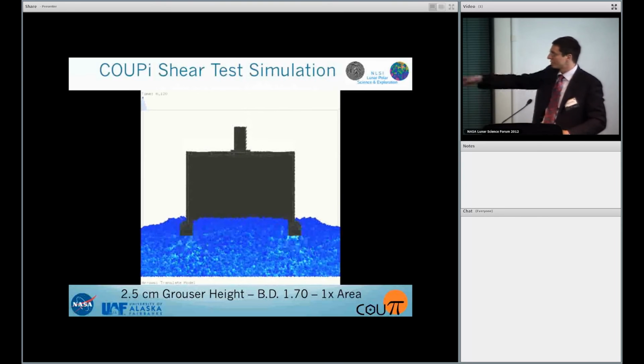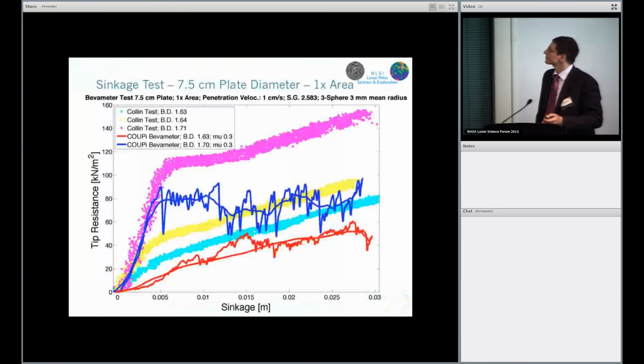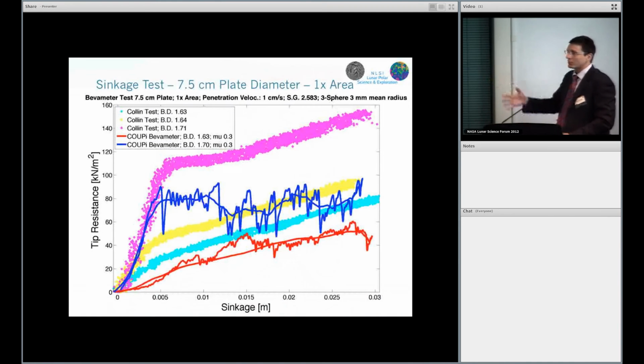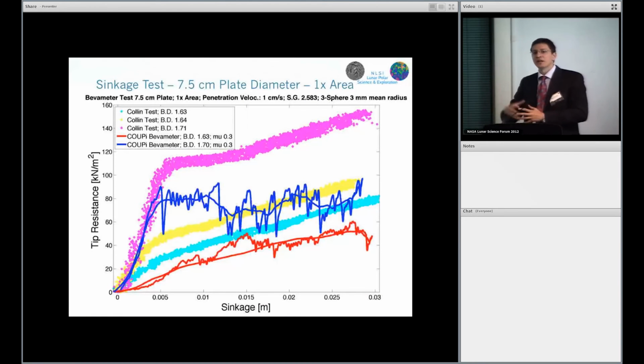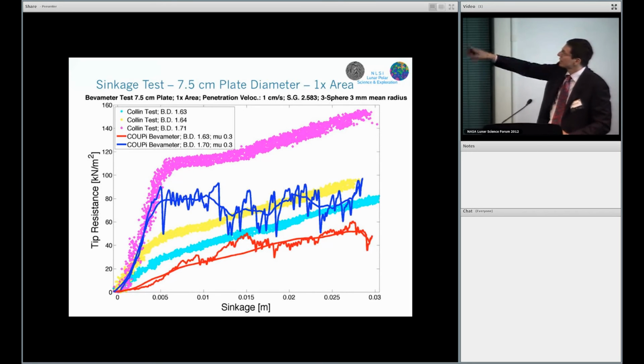So you can see the build-up around and also the force chains. This is a little comparison. We are just at the stage where we try to find the real soil properties of grain-grain interaction. So you can see that the pink line shows the sinkage test for pretty dense material, the highest bulk density among all the tests.